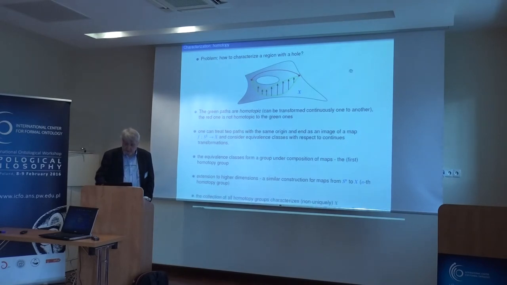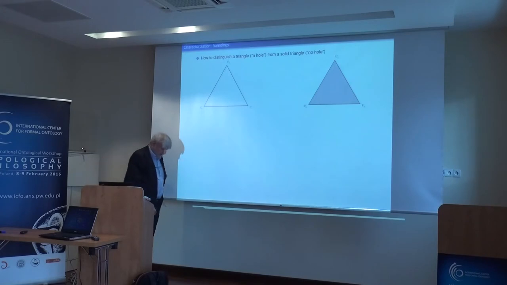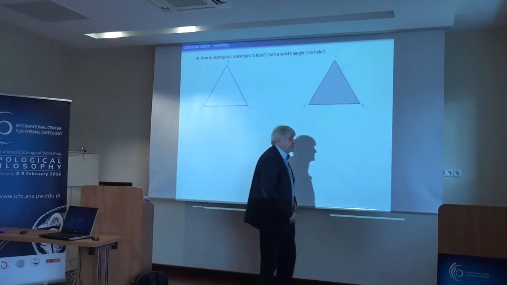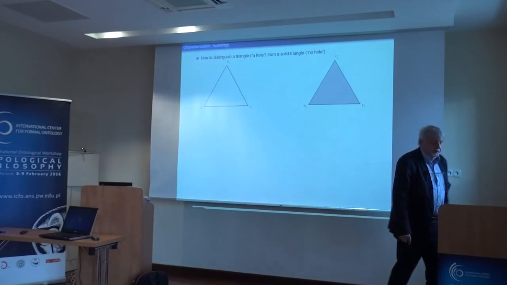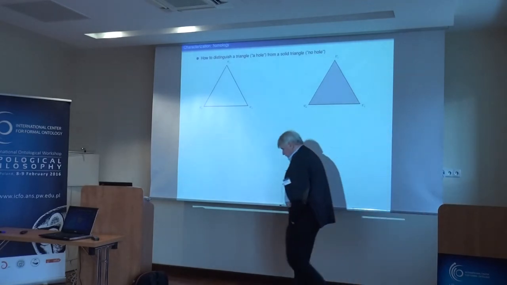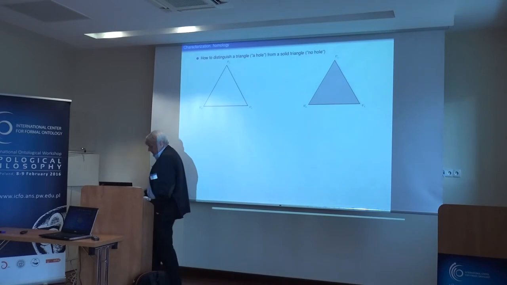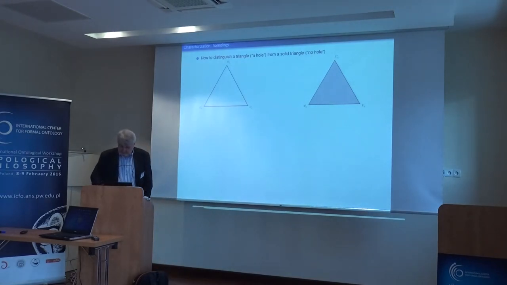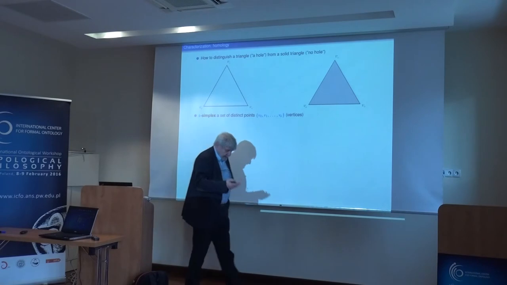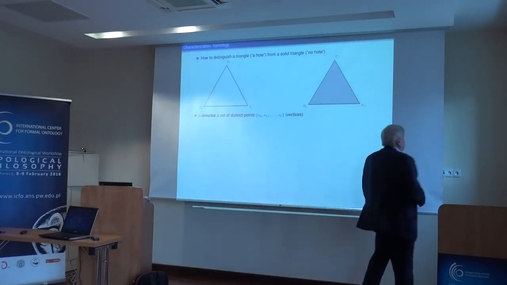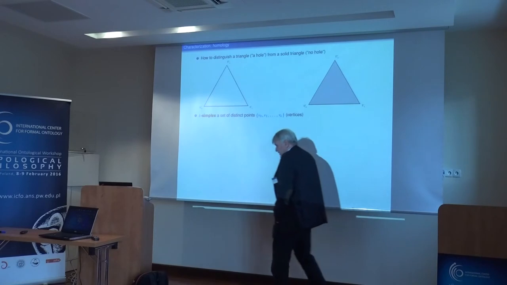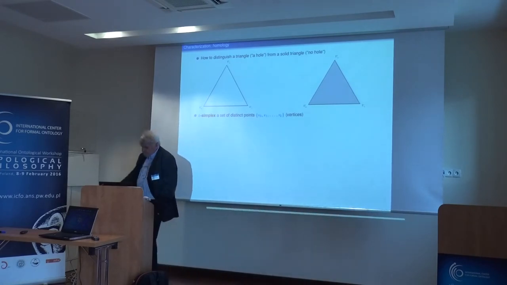So this is one way how to characterize such empty regions in a region. There is another one, which is maybe conceptually a little bit more complicated, but in practical calculations sometimes easier to perform, which are, say, homological methods. So the problem is now how to distinguish such an empty triangle, a hole, from a solid triangle, where the region inside the triangle is also part of our set.